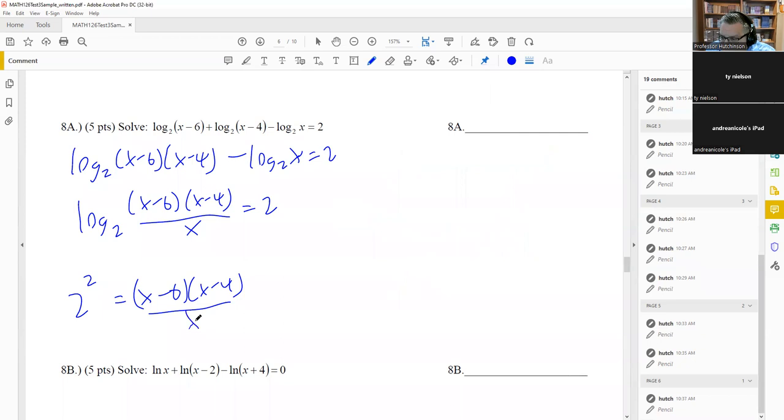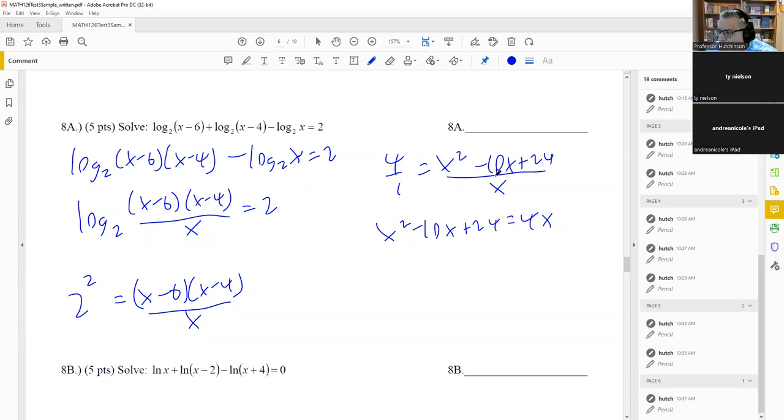So 4 over 1 equals X squared minus 10X plus 24 over X. That should be 4X on this side. So X squared minus 10X plus 24 should be equal to 4X, not 4. Now if we bring that over, we have the right thing: X squared minus 14X plus 24 equals 0.